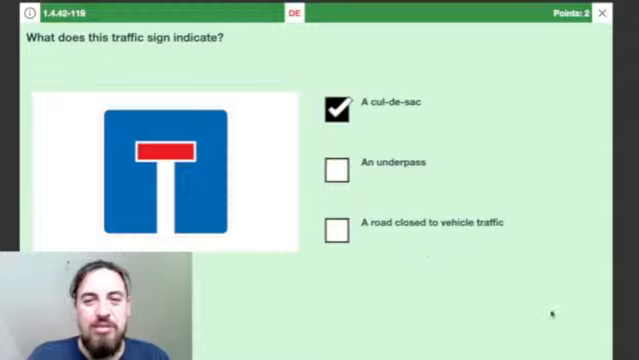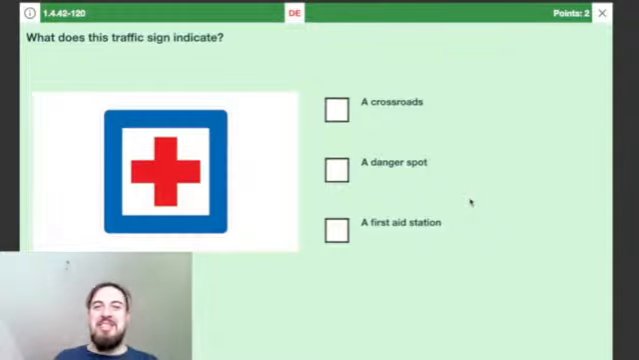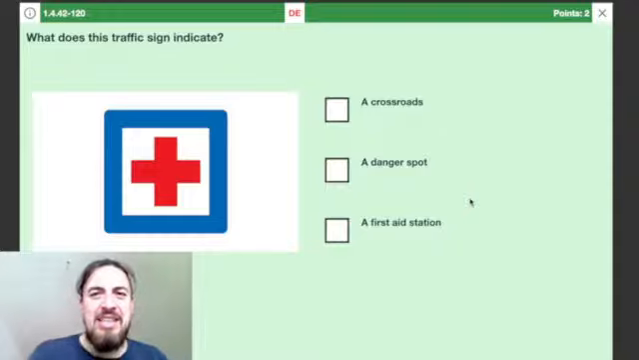Underpass? Oh, it's just the first one. All right, what does this traffic sign indicate? Sorry, cul-de-sac. I just know the German word was Sackgasse. Yeah, that it's a dead end. I think this is the English word. I never hear the other one.